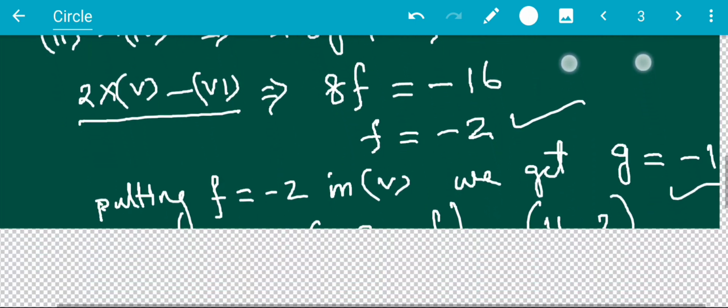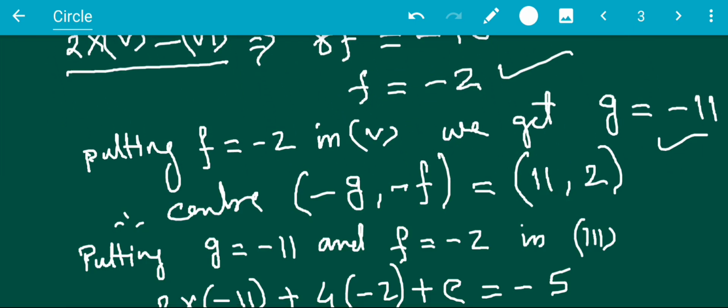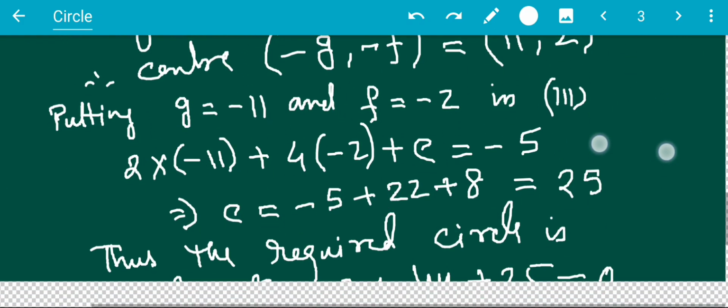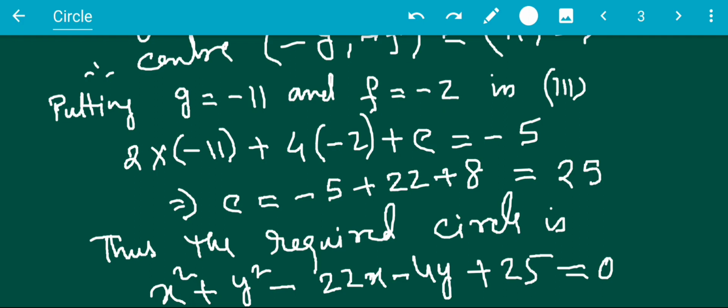So once we have f and g, it means we know the center. So it is not minus 1, it is minus 11. We know the center as 11, 2. Putting g equal to minus 11, f equal to minus 2 in equation 3, we can obtain the value of c. So the value of c is 25. So putting the value of g, f and c in equation 1, we got the required equation of circle.